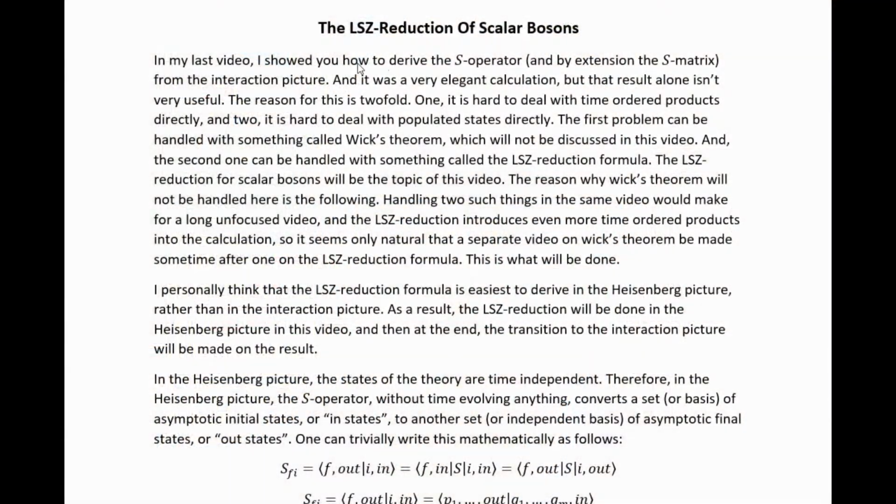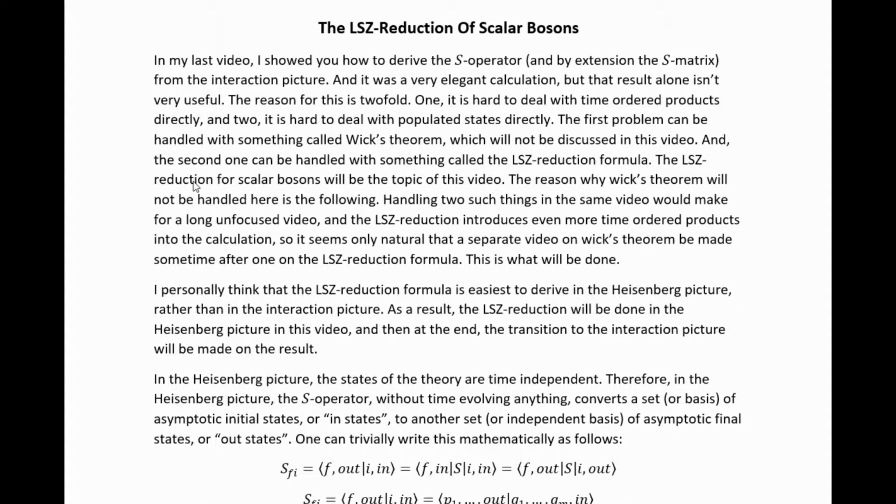In my last video, I showed you how to derive the S operator and by extension the S matrix from the interaction picture, and it was a very elegant calculation, but that result alone isn't very useful. The reason for this is twofold. One, it is hard to deal with time-ordered products directly, and two, it is hard to deal with populated states directly. The first problem can be handled with something called Wick's theorem, which will not be discussed in this video, and the second one can be handled with something called the LSZ reduction formula. The LSZ reduction for scalar bosons will be the topic of this video.